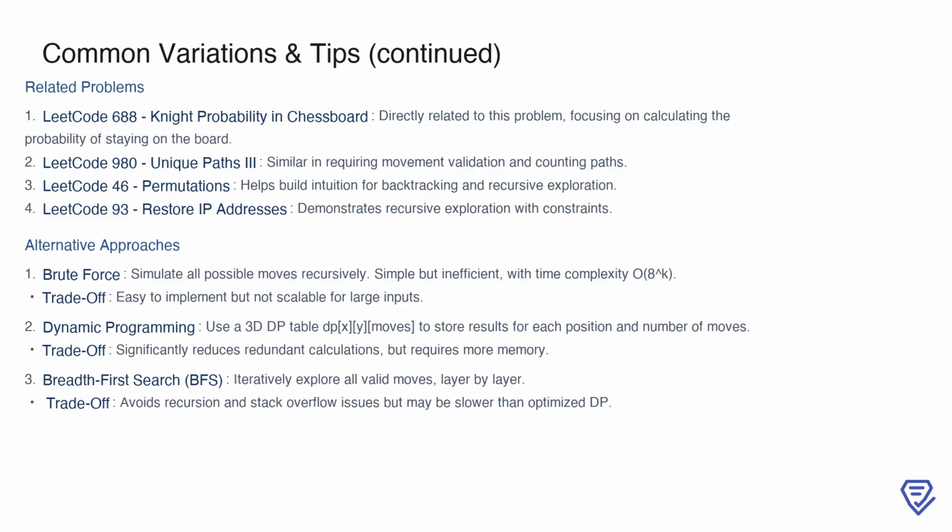Now, let's consider some alternative approaches. A brute force method involves simulating all possible moves recursively. While this is an easy-to-implement solution, it's highly inefficient, with a time complexity of O(8^K). Dynamic programming offers a significant improvement by storing results in a 3D table, such as dp[x][y][moves], to avoid redundant calculations. This approach is much faster but uses additional memory.